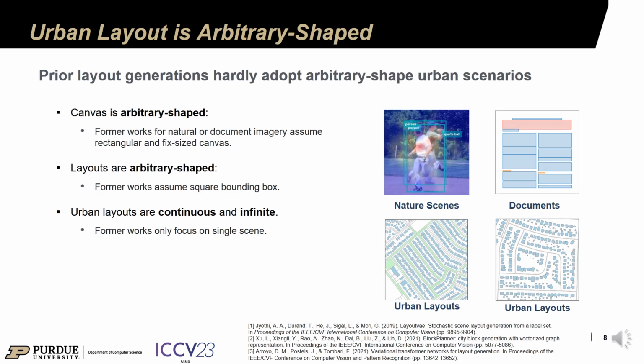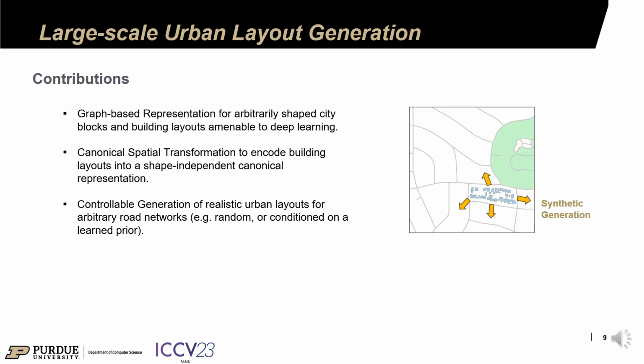However, prior layout generation methods make trivial assumptions of rectangular-shaped canvas and layouts. While for realistic urban scenarios, it's hard for those works to capture arbitrary building and block shapes. In this work, our contributions include a graph-based representation of urban blocks, canonical spatial transformation for arbitrary-shaped urban layout generation, and controllable generation based on partial input priors.